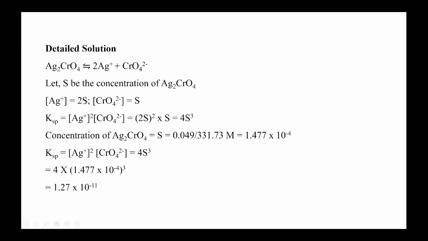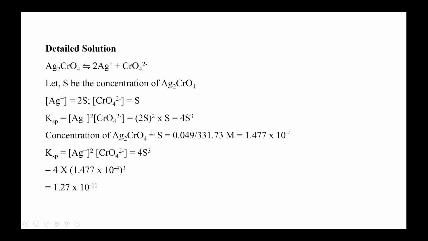Now the solubility product for this salt will be defined as the concentration of Ag plus raised to the power of 2, because the stoichiometric coefficient is 2, multiplied by the concentration of CrO4 2 minus raised to the power of 1. So Ag plus concentration is 2S, so 2S whole square into S, because the concentration of CrO4 2 minus is S. If we solve this, we get 4S cube.